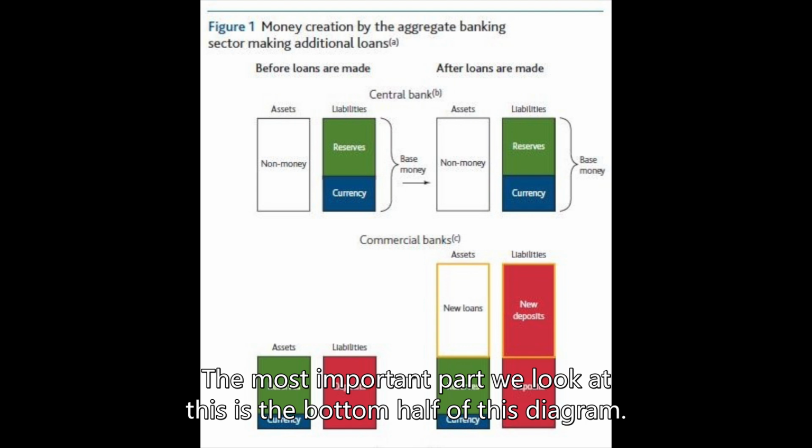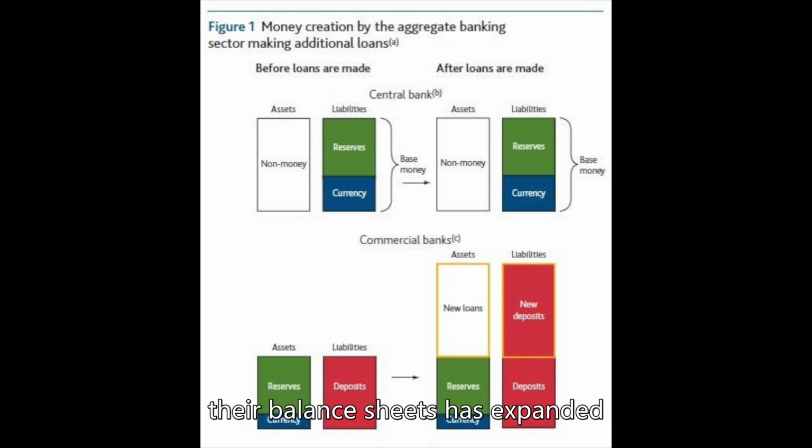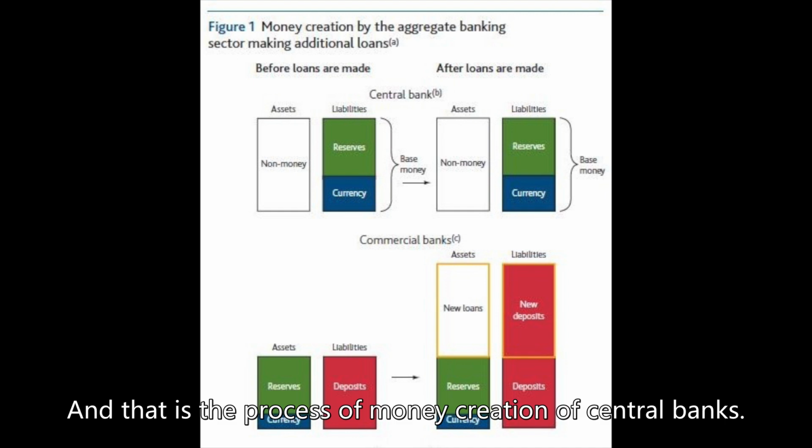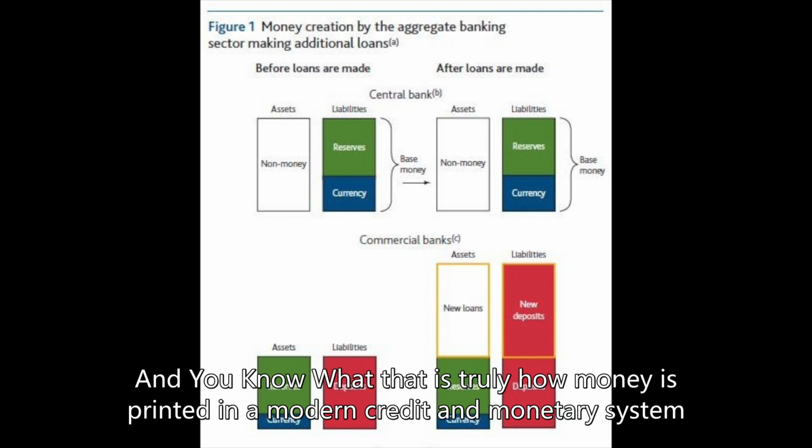The most important part we look at is the bottom half of this diagram. When there are new loans at the commercial bank, their balance sheets expand. That is an added loan in the assets section, and there is a deposit in the liability section. And that is the process of money creation. Isn't it just so amazing how money was just printed out of nowhere? And you know what? That is truly how money is printed in the modern credit and monetary system.